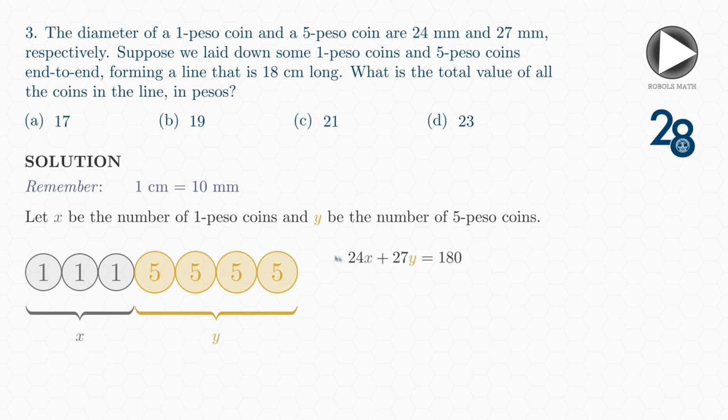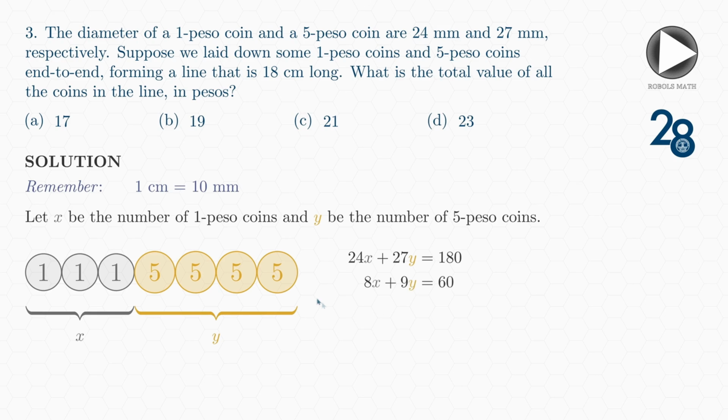Okay? So to simplify the analysis, we divide both sides of this equation by 3 to reduce the coefficients. 24x becomes 8x, and 27y becomes 9y. The right side becomes 60. At this point, you can just simply try all the whole number values of x, and look for the values of y that give another whole number.